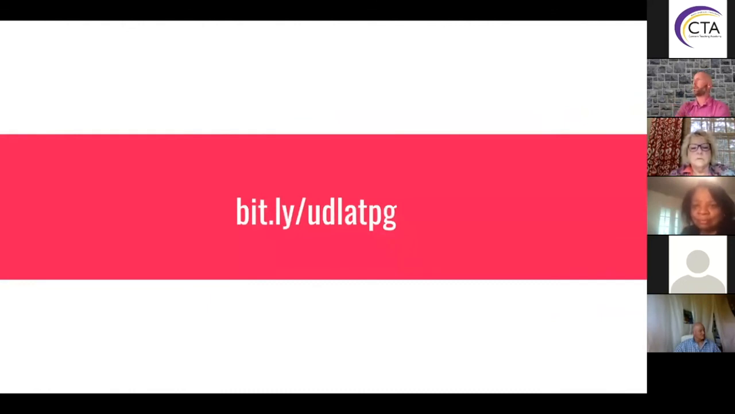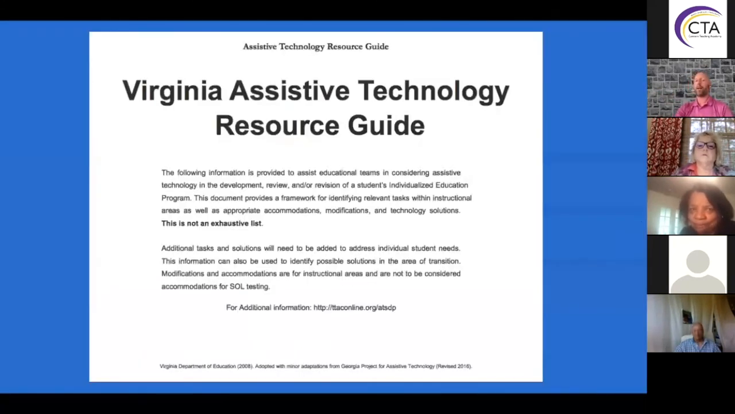Also, in your resource folder for this, and the link right here, is a link to the UDL and AT Playground website we've created for a lot of the summer academies this year. And you can find a lot of the tools that we talked about today and ongoing resources so that you can actually put your hands on these tools and play with them and learn how they work. And knowing that some of you may not be back to the classroom for a while, this is a resource you can use when you get back, as is the VA Assistive Technology Resource Guide.